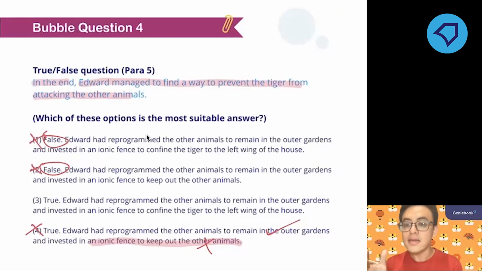He did finally manage to keep the tiger away from attacking other animals. How did he do this? First part, he reprogrammed the other animals to remain in the outer gardens. Second part, he invested in an ionic fence to confine the tiger to the left wing of the house. So number 3 is correct.